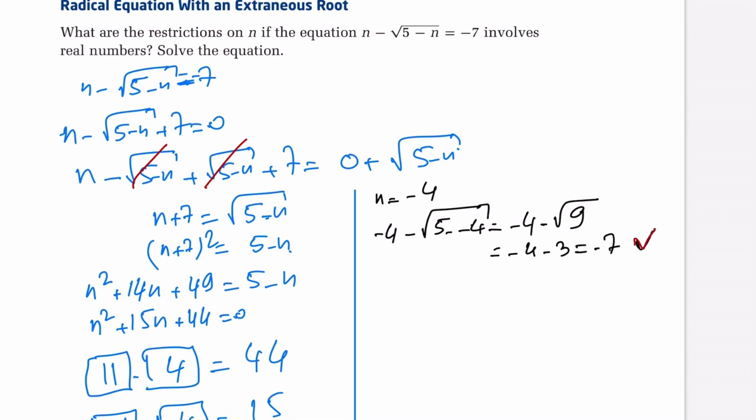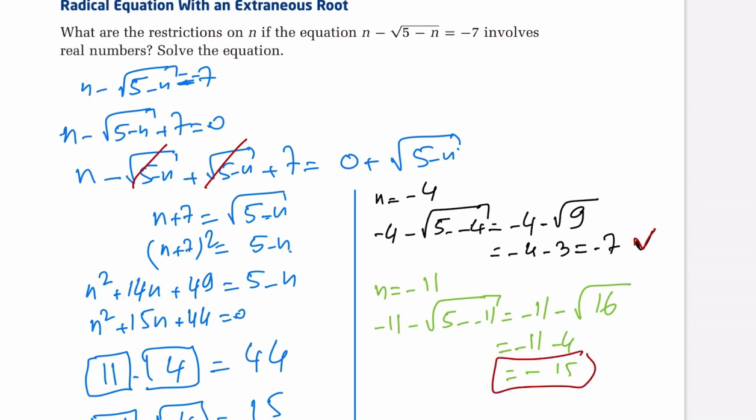Now let us try with n is equal to minus 11. So my equation will be minus 11 minus square root of 5 minus 11, which will give me minus 11 minus square root of 16, which is minus 11 minus 4, which is minus 15. This answer is different than minus 7.